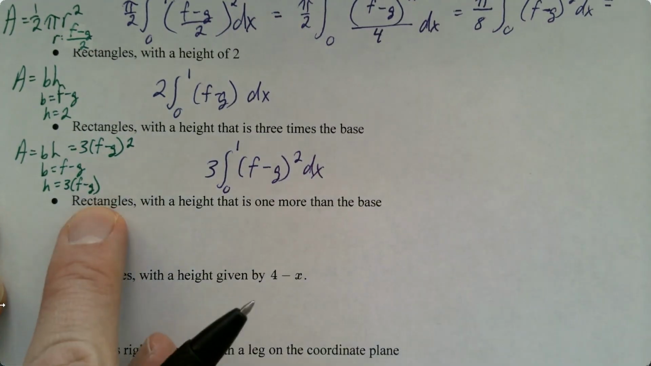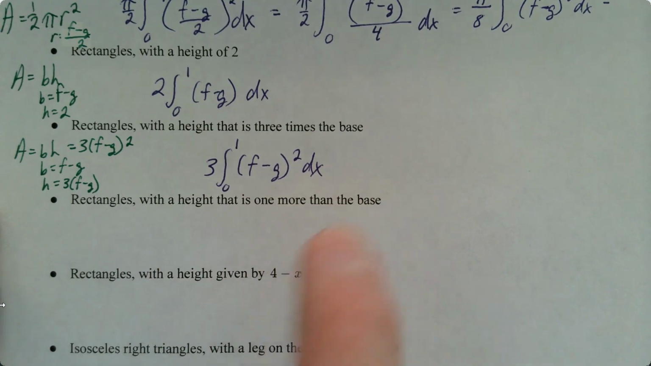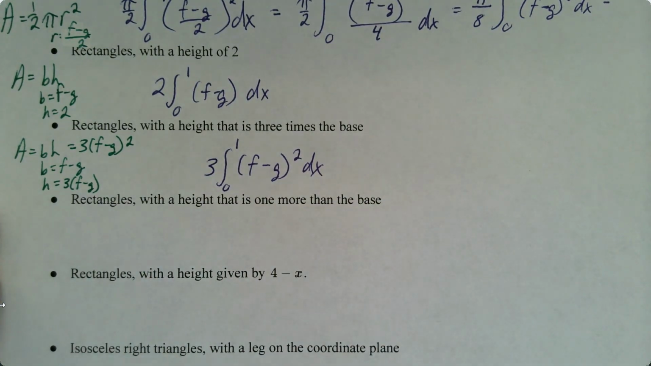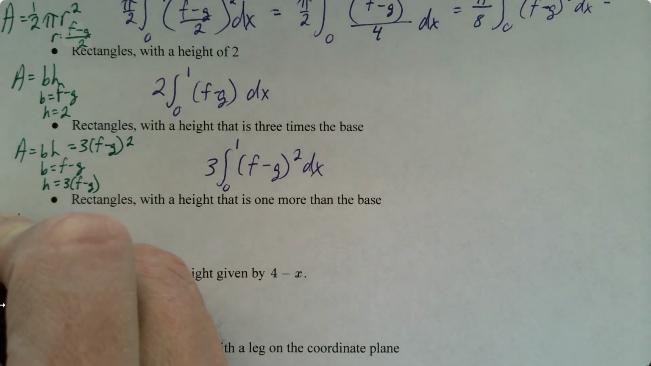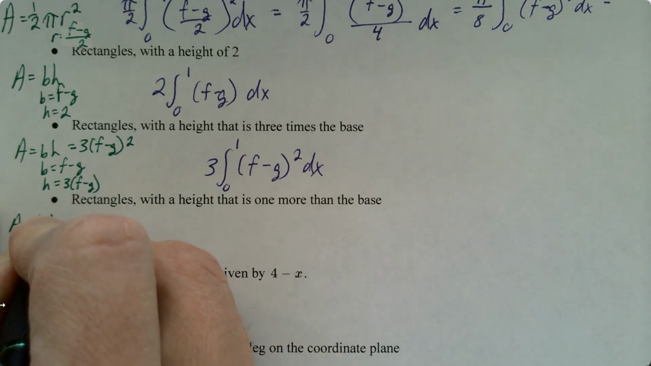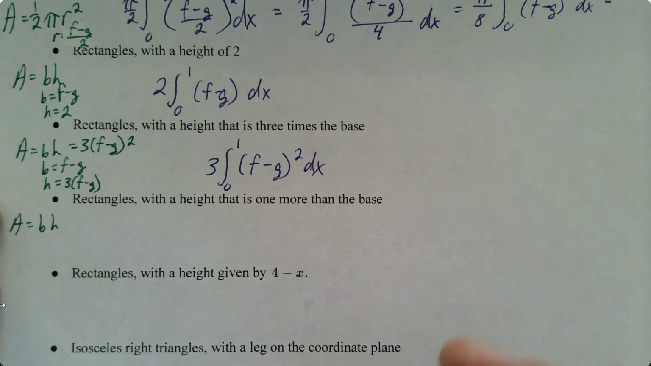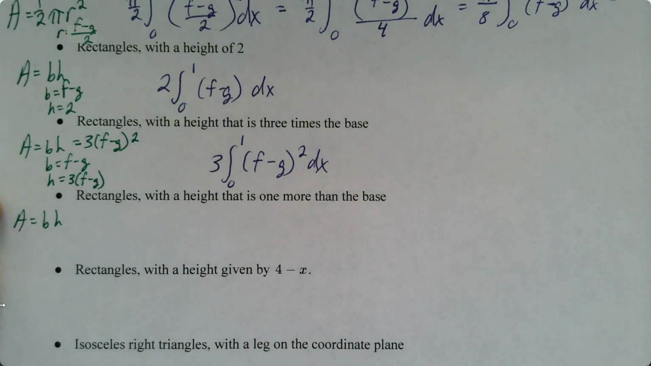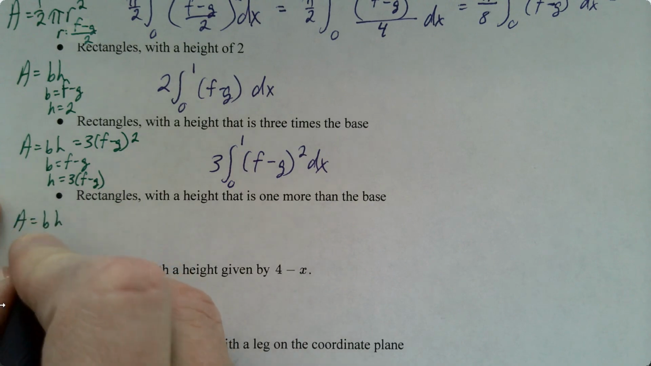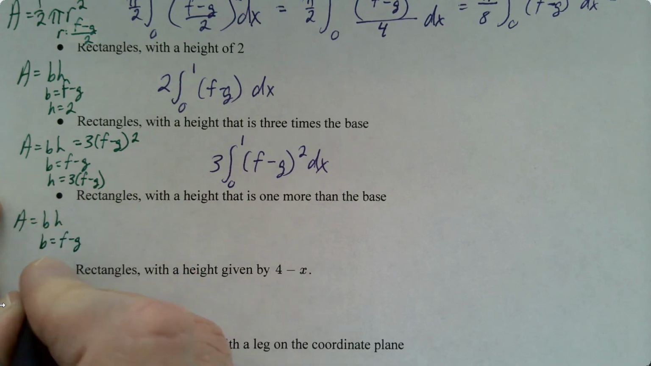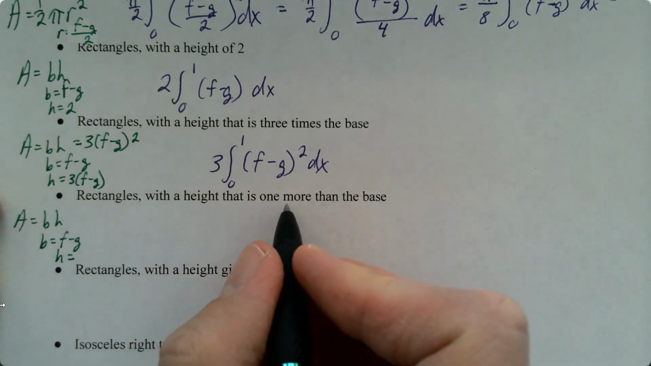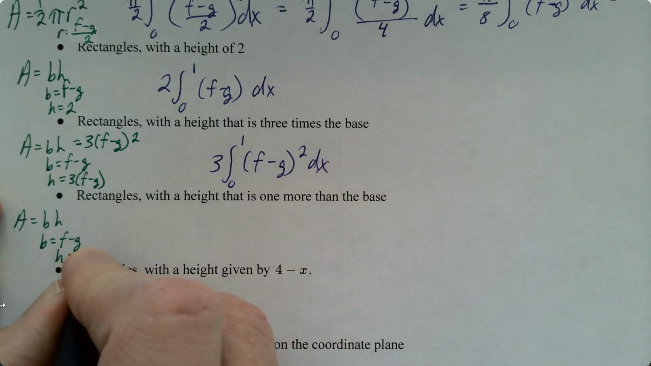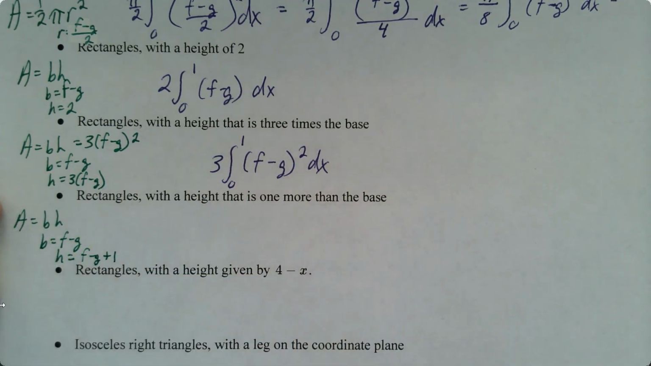Okay. Rectangles with a height that is 1 more than the base. At this point, they're getting a little more repetitive. So hopefully you're just looking at this and saying, oh, rectangle, I know the formula for that. And then you just start thinking, what's the base? What's the height? The base is F minus G. The height is 1 more than the base. Well, it's F minus G plus 1.